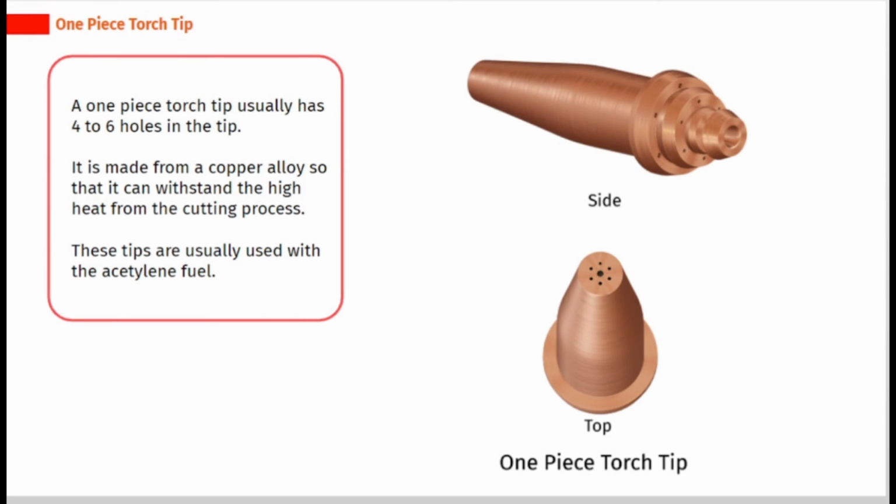A one-piece torch tip usually has 4 to 6 holes in the tip. It is made from a copper alloy so that it can withstand the high heat from the cutting process. These tips are usually used with acetylene fuel.